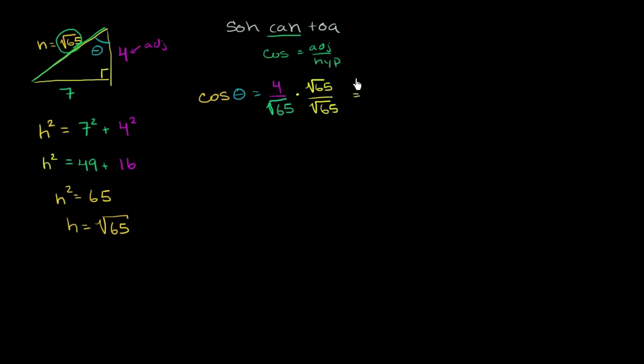So the numerator becomes 4 times the square root of 65. And the denominator, square root of 65 times square root of 65, is just going to be 65. We didn't get rid of the irrational number. It's still there, but it's now in the numerator.